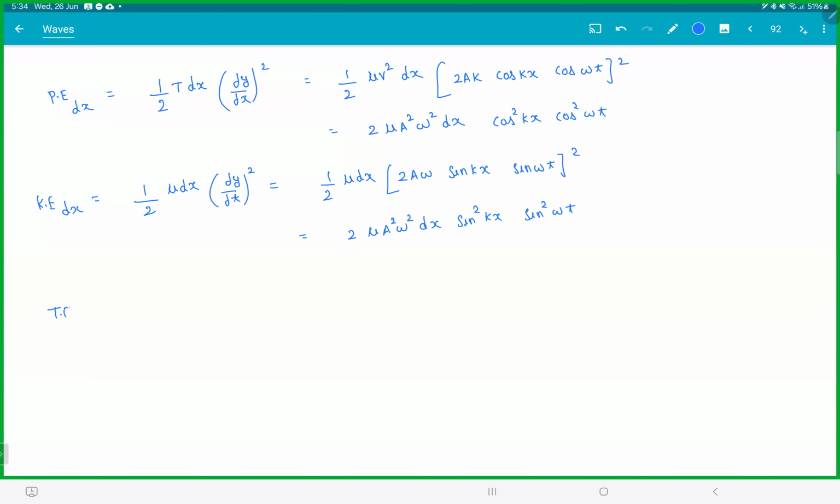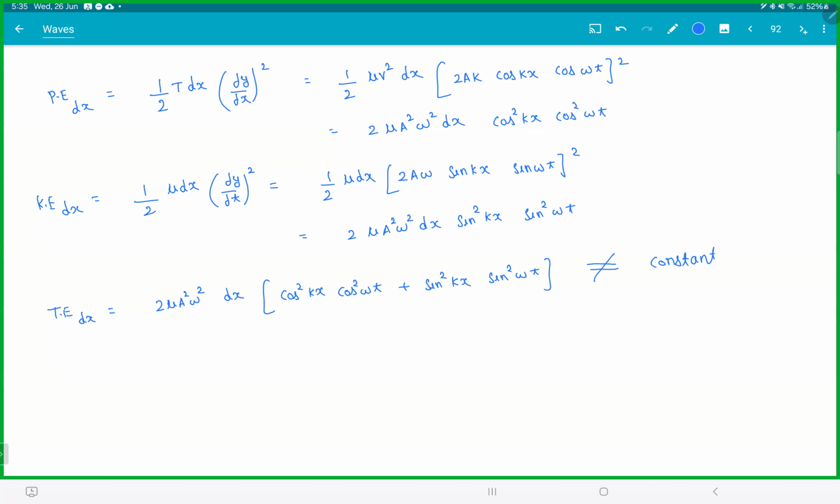Now, if you take the total energy of a segment, we end up with 2 mu a square omega square dx, cos square kx cos square omega t plus sin square kx sin square omega t. This is not constant. The energy of every segment is changing.